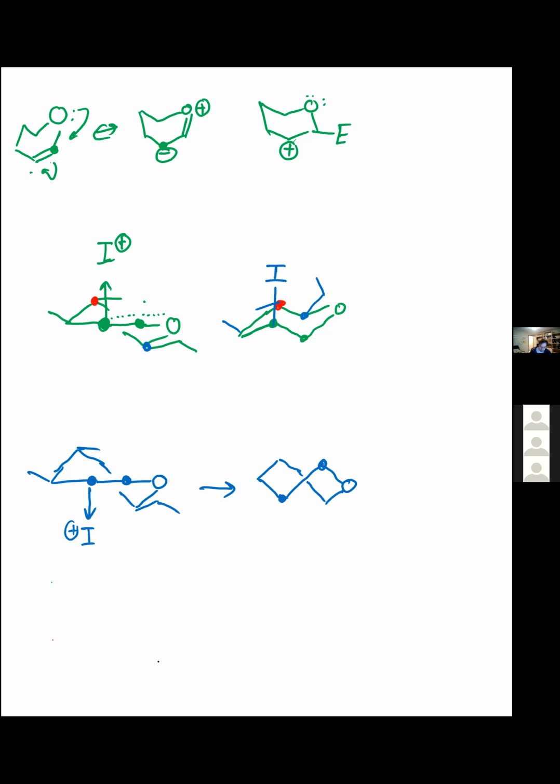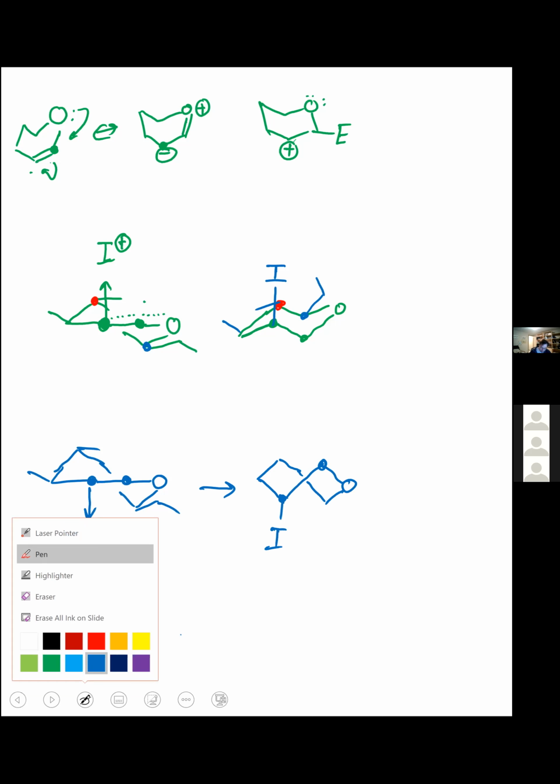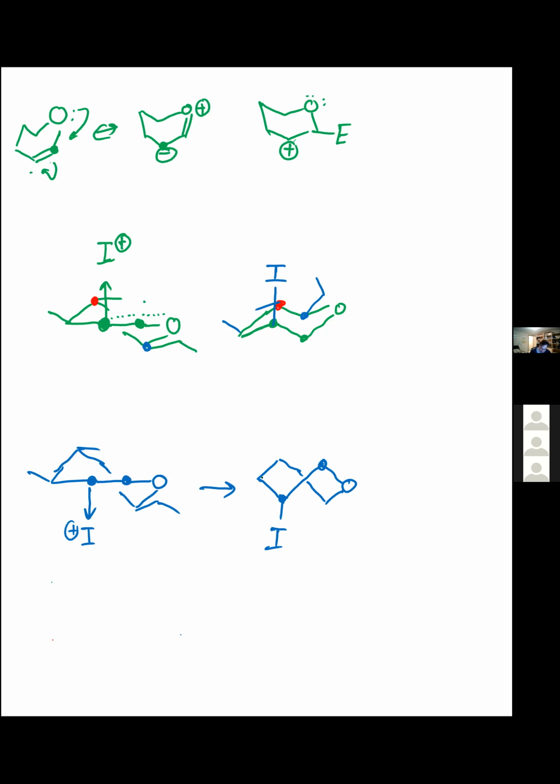What I want you to do is just change your perspective a bit on this. And I'm just going to add some colors. And we're going to look as if we're looking straight on the green bond. And if we did that, what we would see is blue up.